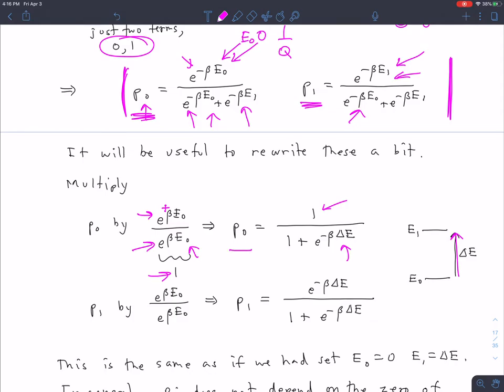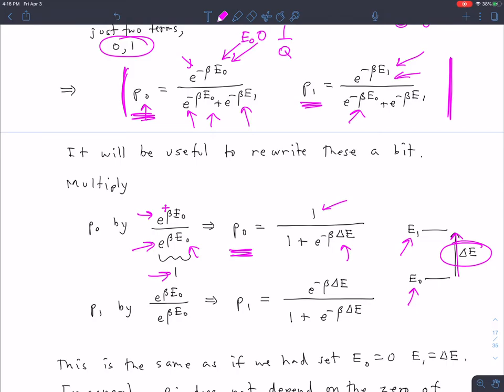So in the end, this probability doesn't depend on the absolute value of the ground state energy and the absolute value of the excited state energy. It only depends on the energy difference between those two levels, and we're going to find out that that's always true. Even if I had a more complicated system, the probabilities only depend on energy differences, not on absolute energies.